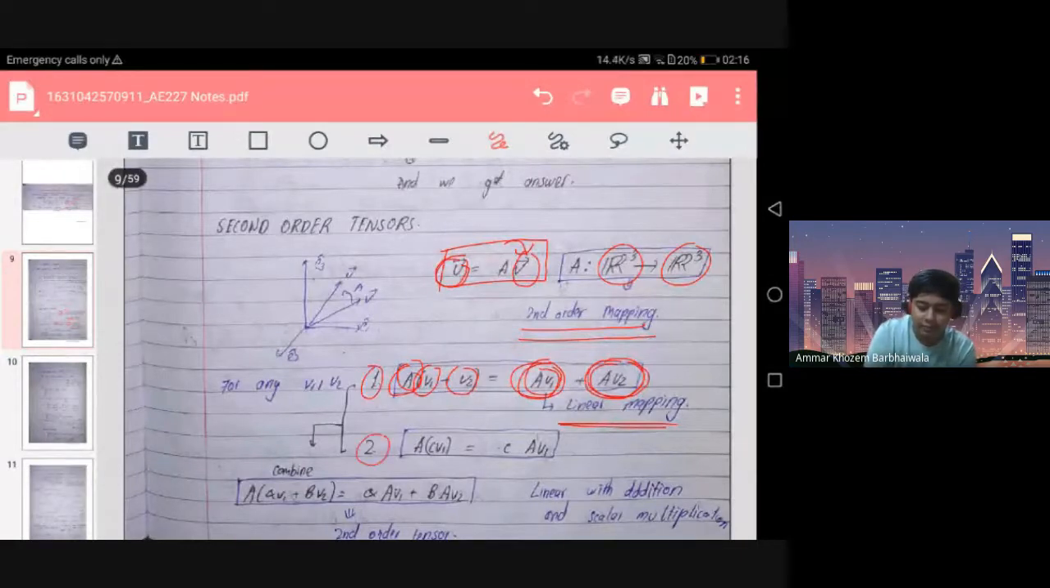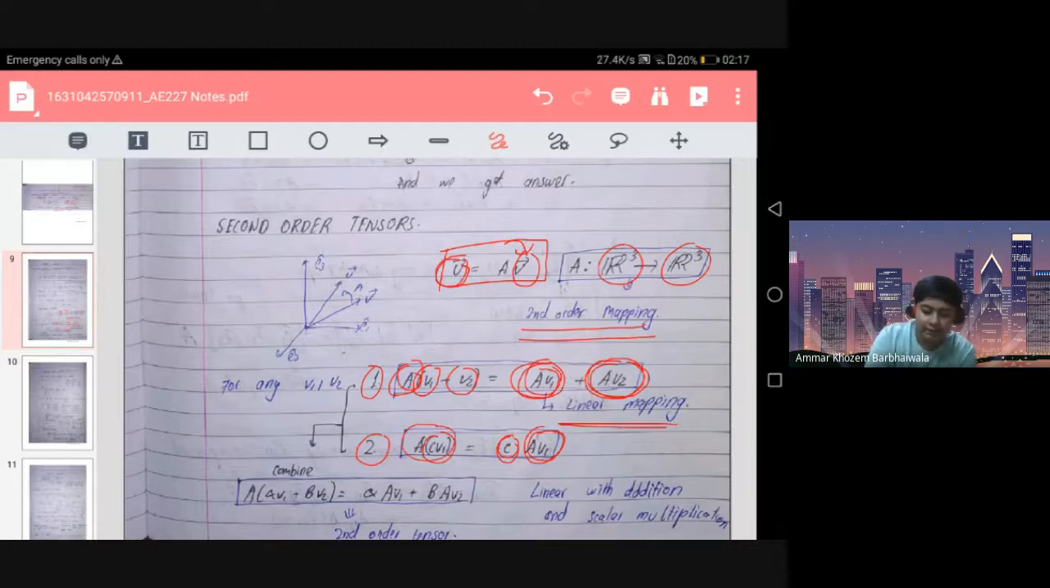The second rule for linear transformation is that if I multiply a constant c by the vector v1, then A applied to c times v1 would be the same as multiplying c times the transformed vector, that is c times A v1.